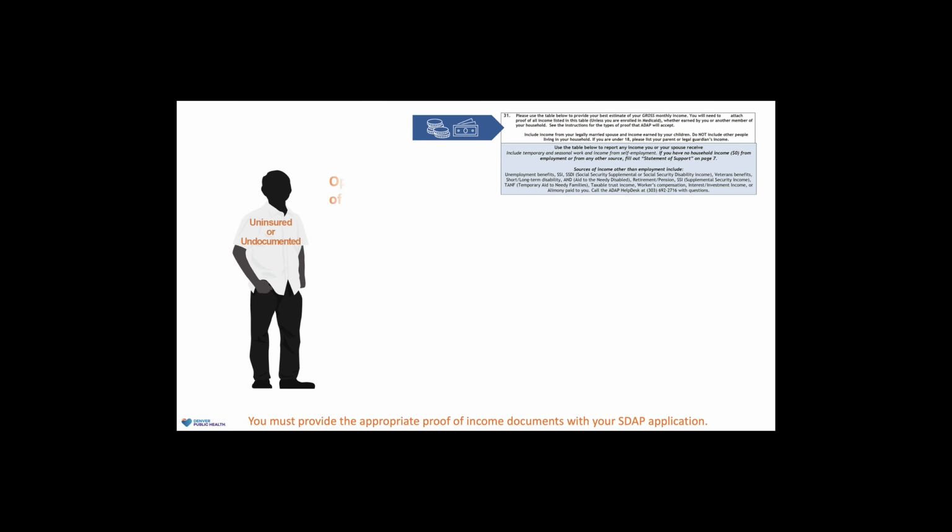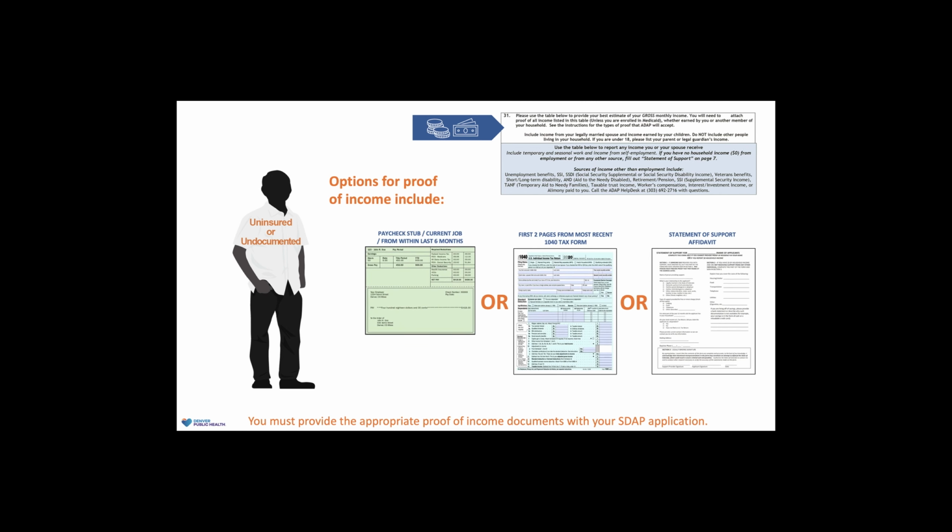If you do not have insurance, or if you are undocumented, you must bring a copy of 1 month of paycheck stubs from your current job. These must be less than 6 months old. Or, if you filed taxes, a copy of the first 2 pages of the 1040 tax form from the IRS for the most current year. Or, if you are supported by another completely, a statement of support must be supplied. This was the affidavit that was mentioned earlier.